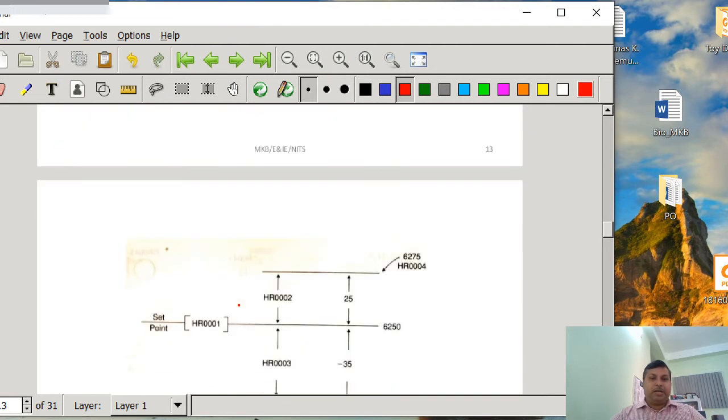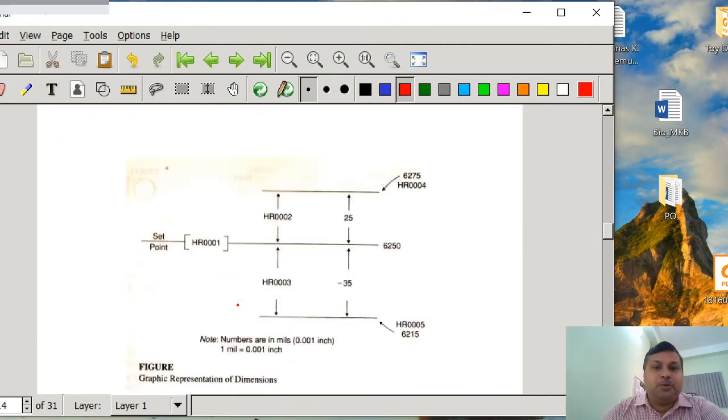0.035 inch. And here is the graphical representation. Suppose we have a set point of 6250 mil, where 1 mil equals 0.001 inch. For a perfect gauging we want to know the value after adding the tolerance, that is plus 25, and the value after subtracting minus 35. So the tolerances are plus 25 and minus 35, and this 6250 and the tolerances can change periodically.